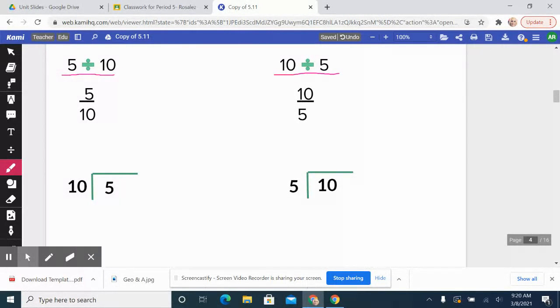So what you would do is, if you have 5 divided by 10, that technically is 5 over 10, right? So that division sign, remember I told you, that fraction sign, they're equal. They mean the same thing. And then if you look at the next problem, 10 divided by 5, you would write 10 over 5, right? And remember that that division sign is the same as the fraction sign. So now we're going to kind of work these out.